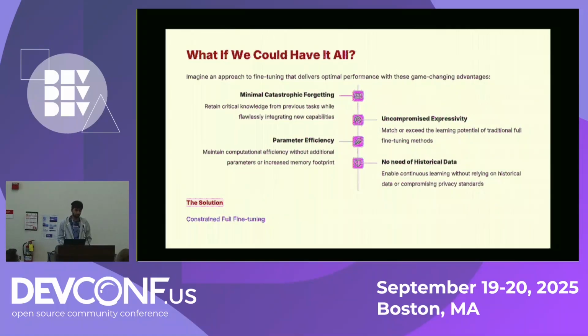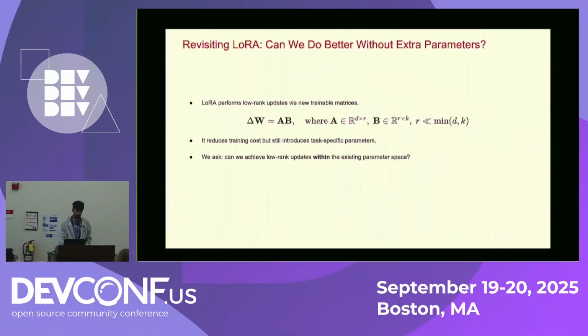So what if we could have it all? The first is to minimize catastrophic forgetting so that the model retains critical knowledge from previous tasks. There's uncompromised expressivity, same as full fine tuning, where you're reusing all the model parameters to learn the new task. And then you want to be parameter efficient. You don't want to introduce new parameters like LoRA. And there's no need for historical data. You don't want to store the data from before, either due to privacy concerns or because it's expensive to retrain. So what is the solution? The solution is constrained full fine tuning.